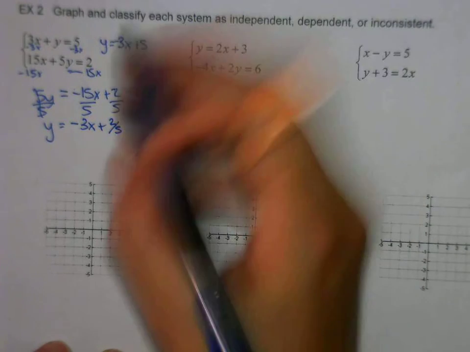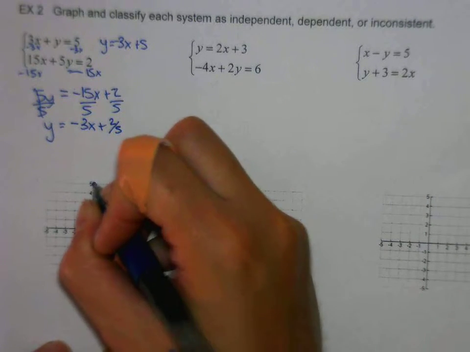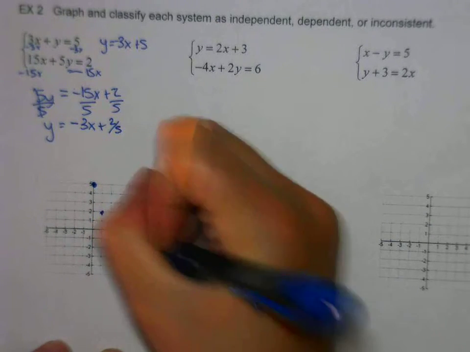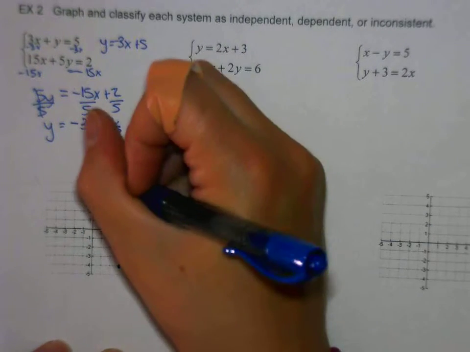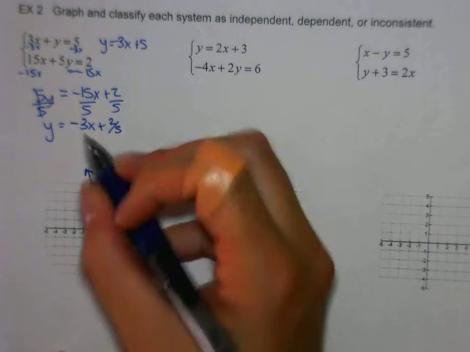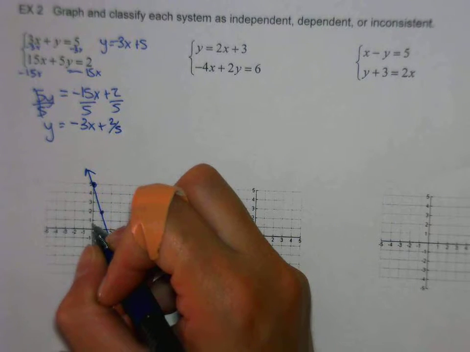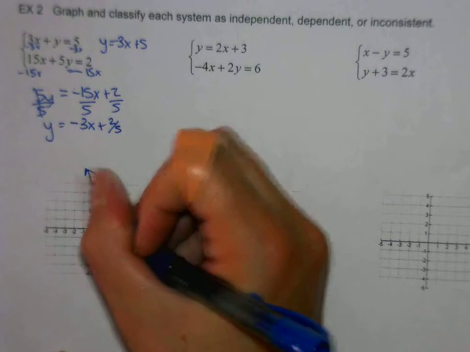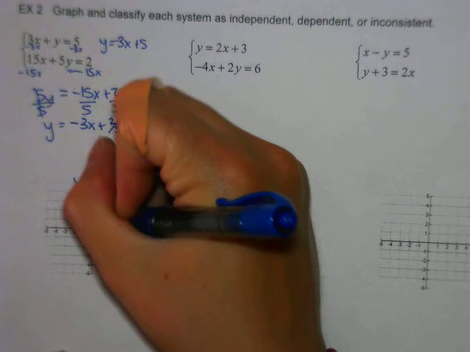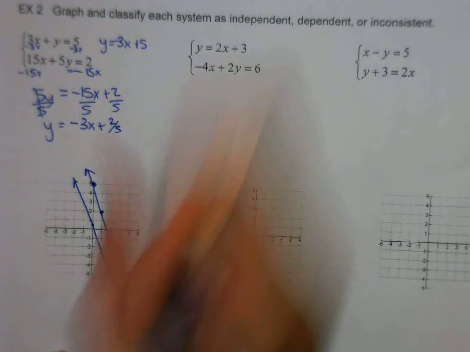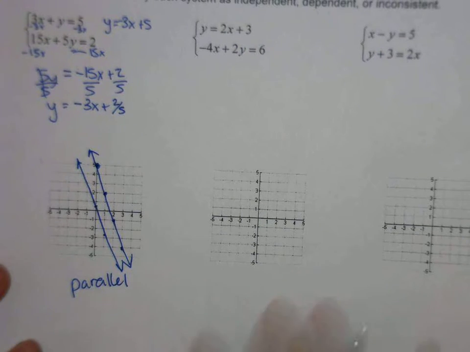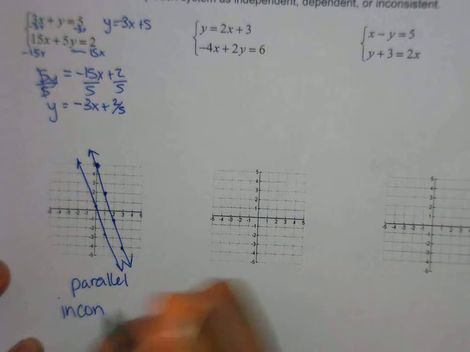If we graph the first one, we have a y-intercept at 5, slope of negative 3, and we can connect those. And then 2/5, negative 3. Since these have the same slope, we know they're parallel. Since they never intersect, that means it's inconsistent.